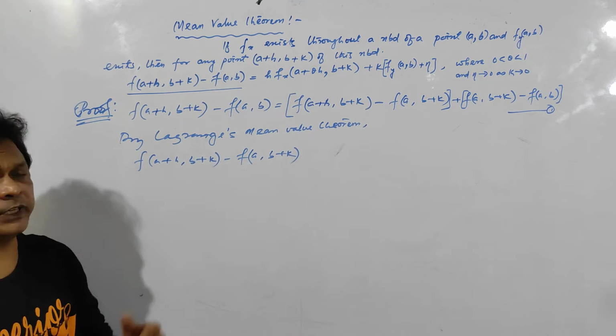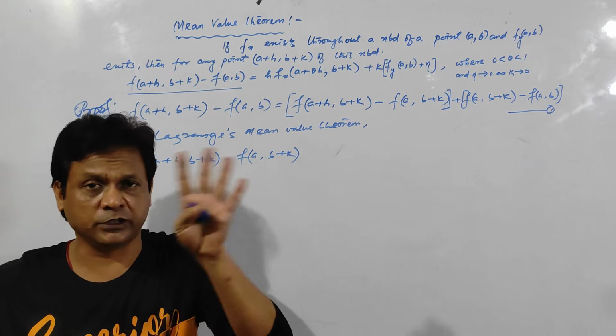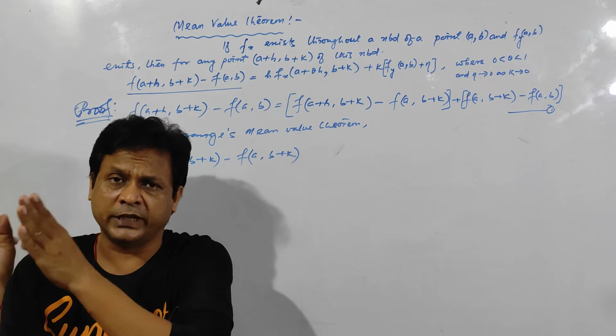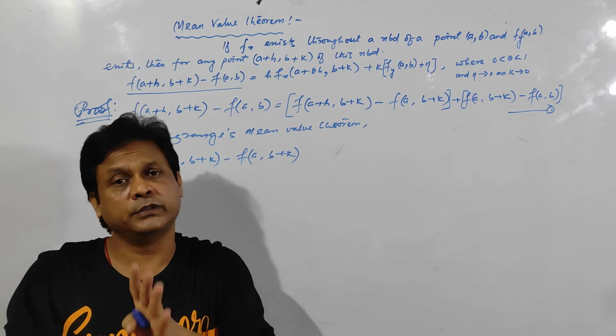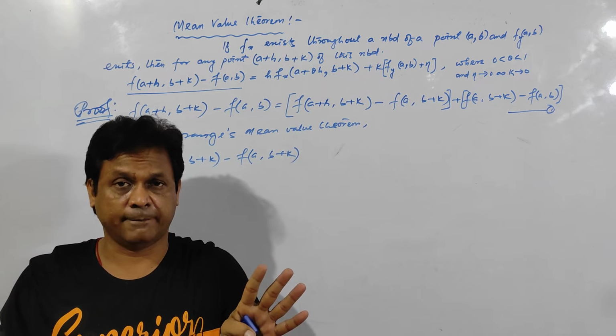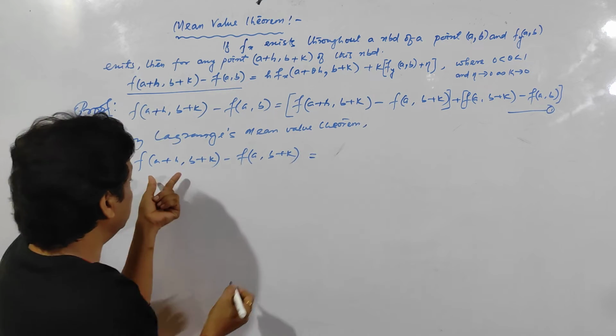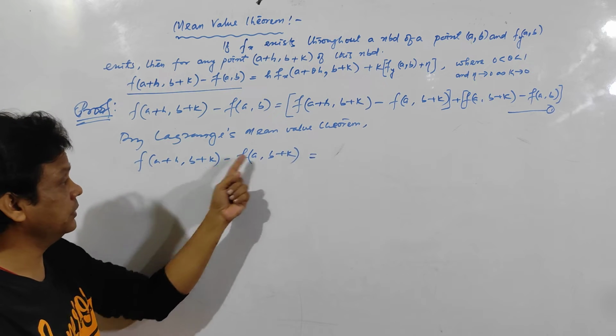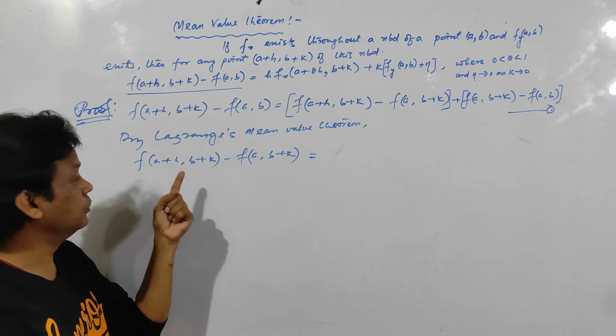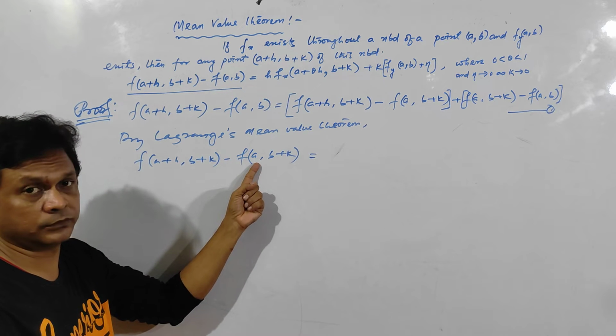Here the y coordinate remains the same. That means there is no change in y. So from the left-hand side to the right-hand side, keep the y coordinate as b plus k. Only you have to apply the theorem to the x coordinate. So it becomes this minus this, because b plus k minus b, there is no change. Only there is a change in the x coordinate.